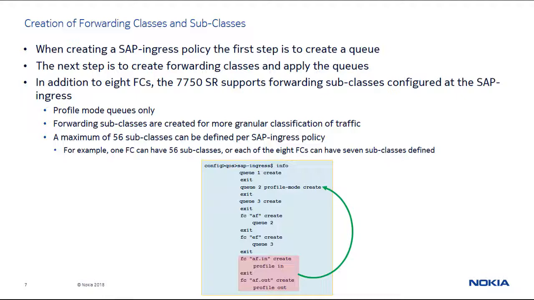In this SAP Ingress policy, two queues, Q2 and Q3, have been created. Q2 is a profile mode queue, and packets belonging to forwarding class AF, including subclass AF in and AF out, will be buffered into this queue. Subclass AF in will be for in-profile packets, and subclass AF out will be for out-of-profile packets. Q3 is a priority mode queue, and packets belonging to the forwarding class EF will be buffered into this queue. Q1 is the default queue for any SAP Ingress policy and is usually associated with best effort traffic.